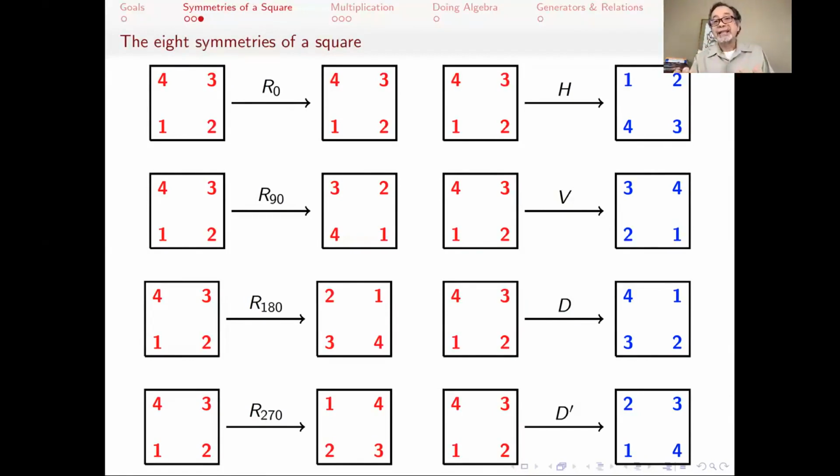I'm looking at the back side now. That's why those are blue. Or you can take the off diagonal, the other diagonal, and flip around that axis. So D is going to be a flip about the main matrix diagonal, and D prime is going to be the other one. And so here there are 8, and we don't have to look for any more because we knew that there was going to be 8.